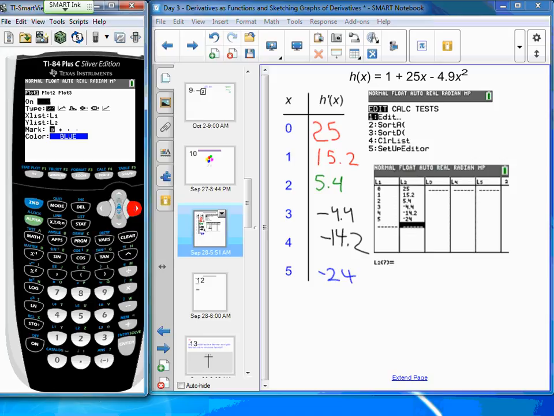Then I have the other one in blue. Turn it on. Let's go ahead and see what happens there.